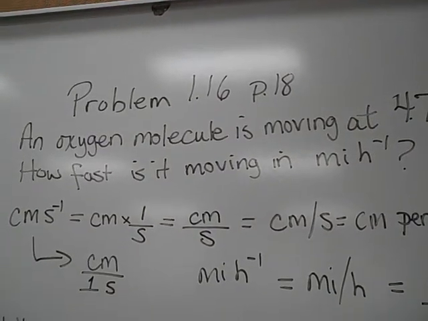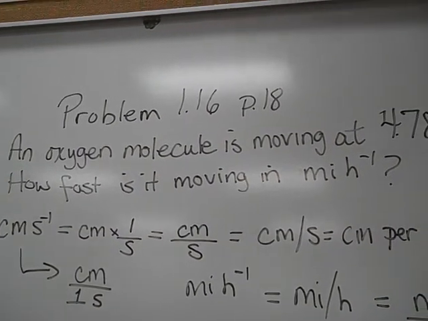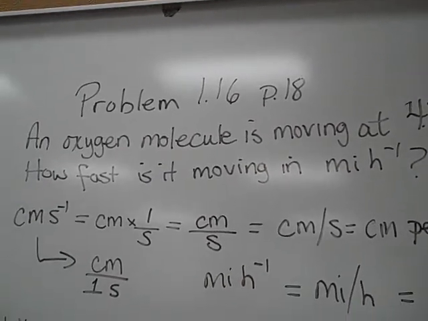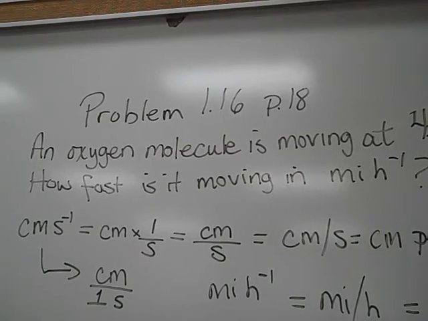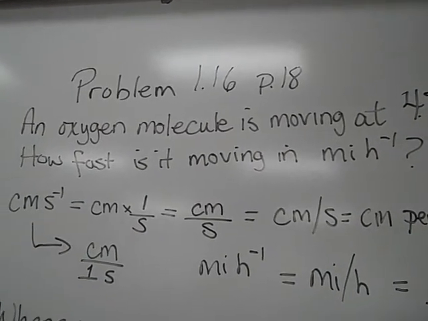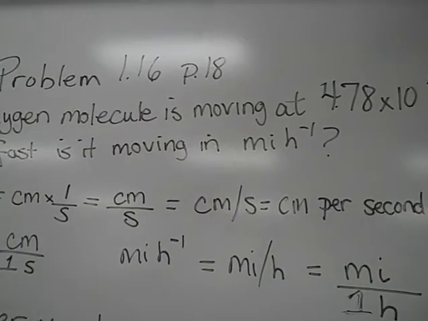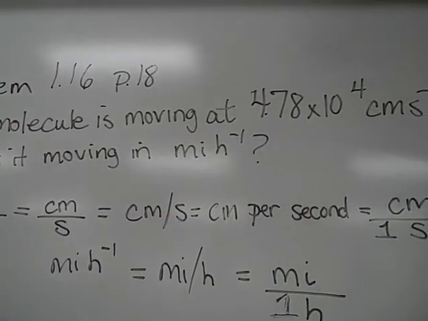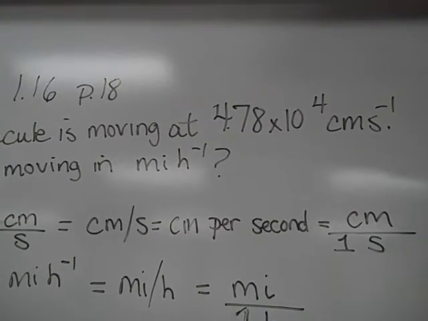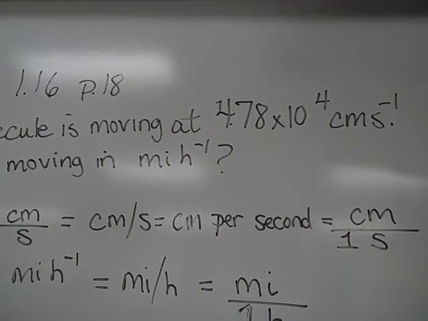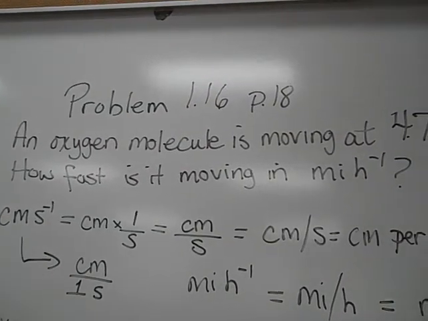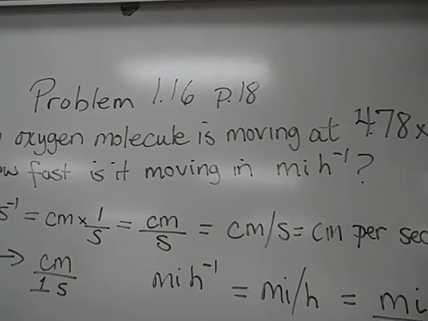Problem 1.16 on page 18 of your lab manual is a really good problem for learning how to handle challenges when you've got two units that you need to convert. In this problem we have an oxygen molecule moving at 4.78 times 10 to the 4 centimeters seconds to the minus 1. So we have units of centimeters and seconds. We are asked how fast that molecule is moving in miles, hours to the minus 1.